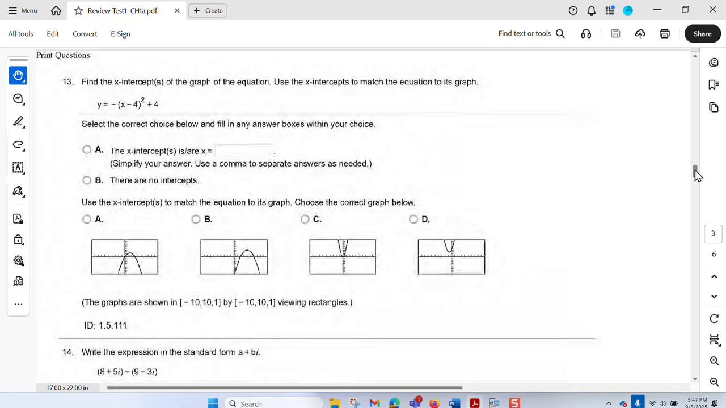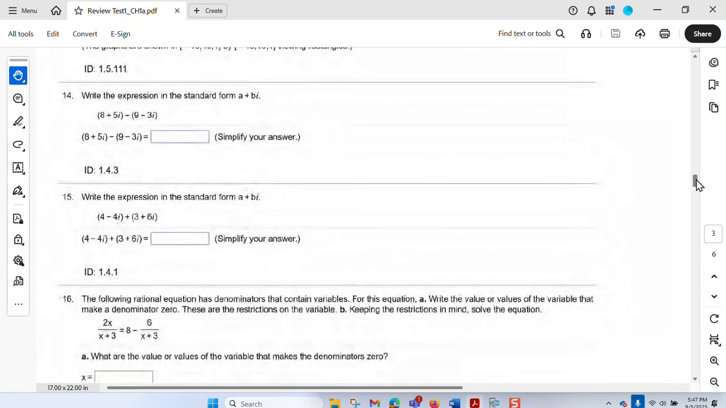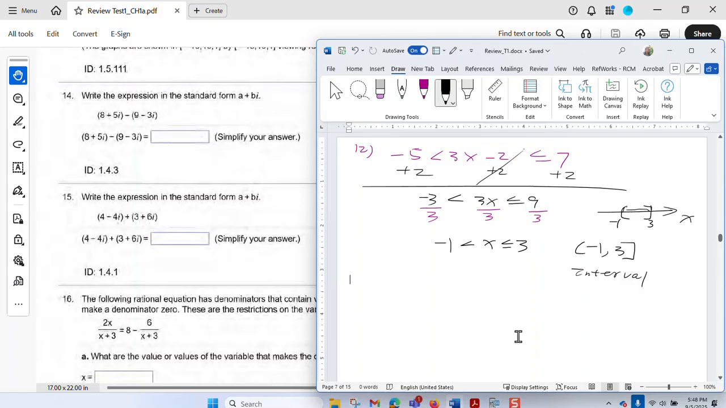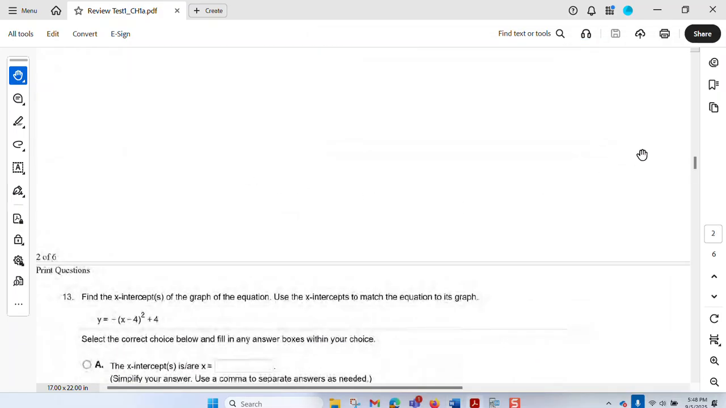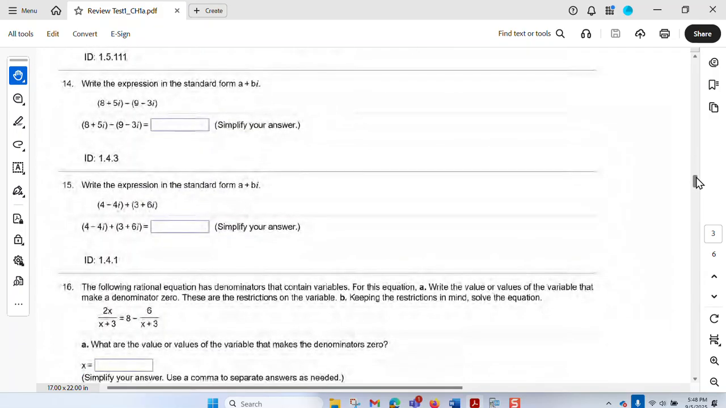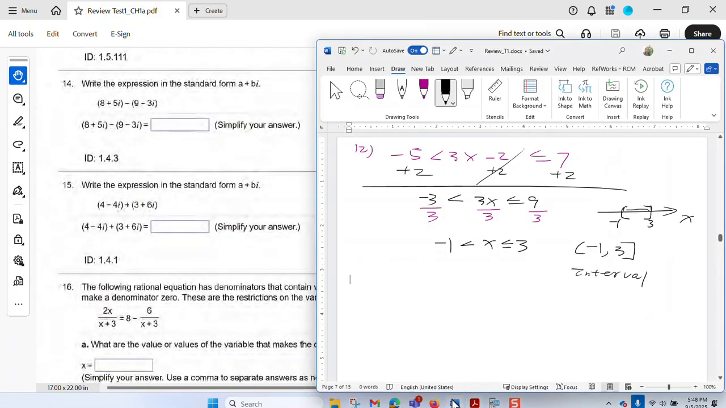Okay, 14 and 15, this should be much easier. This is 14, right? Okay, so this one is minus. So we have a plus 5i. I think that's plus. Yeah, 8 plus 5i. You get rid of the first parenthesis, and then get rid of the second one.